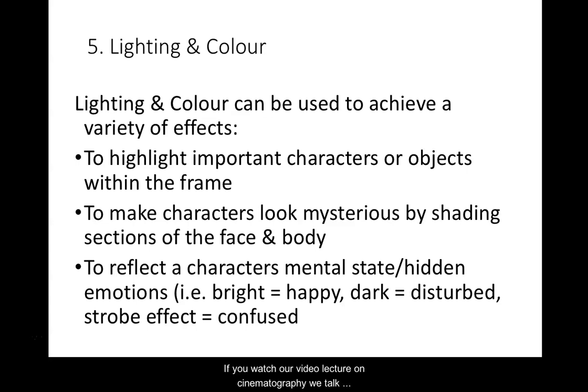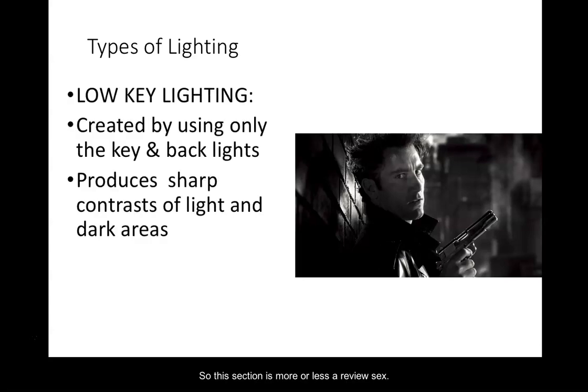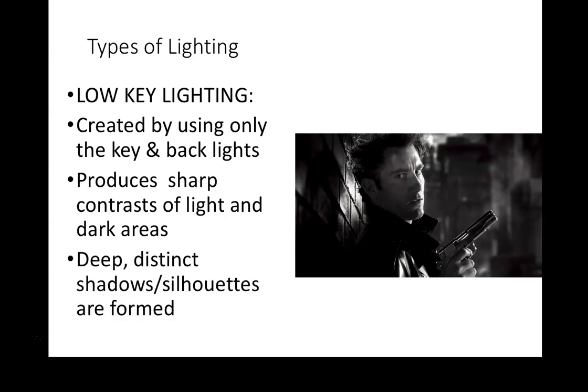If you watch our video lecture on cinematography, we talk again about various points of lighting. So this section is more or less a review. As we've talked about, low-key lighting is created by only using the key light, the main brightest light, and black lights to produce sharp contrasts of dark and light. This is done to make things spooky or mysterious or harsh. It creates deep, distinct shadows and silhouettes.